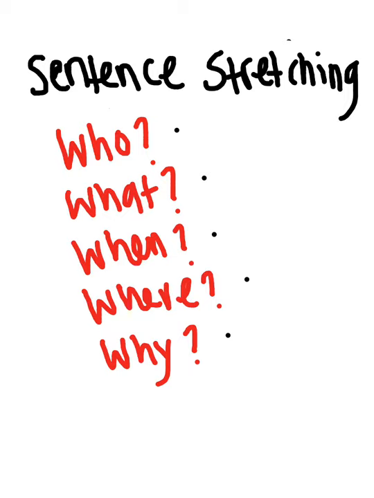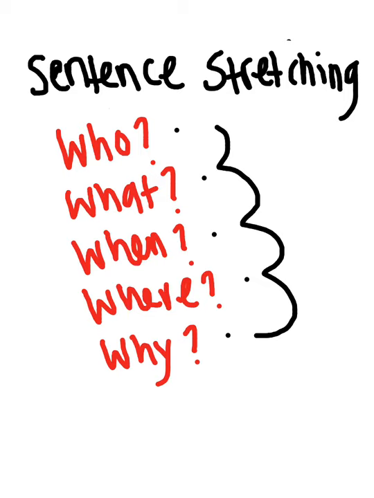You're going to say, do I have a who in this sentence? Do I have a what they are doing? Do I have a when they are doing this? Do I have where they are doing this? And then do I have a why? If you don't have all of these, then you need to add those to your sentence to stretch it out. So we are going to look at a mentor sentence together, and then talk through how to add a who, a what, a when, where, and why.